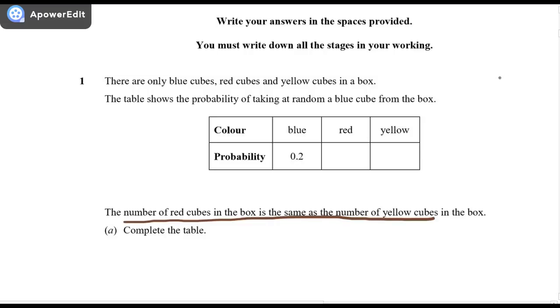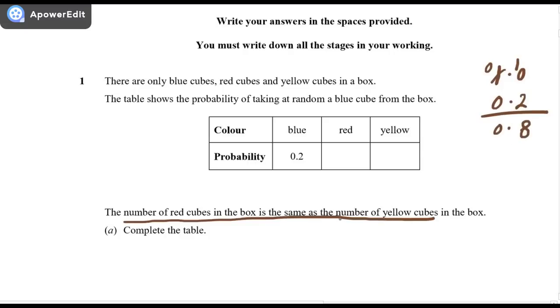I do 1 take away 0.2. So 1.0 take away 0.2. I'm going to write 1.0 because when you take a decimal you're going to do it like this. So 0 take away 2 you can't do it. So 10, that's going to be 8. This becomes 0, 0.8. So the answer is going to be 0.8.